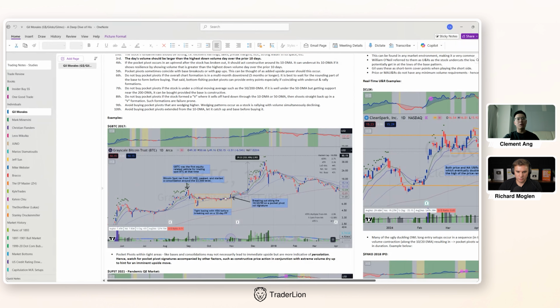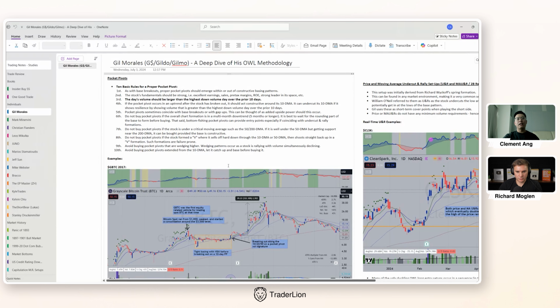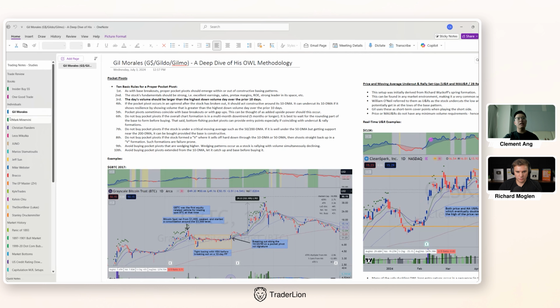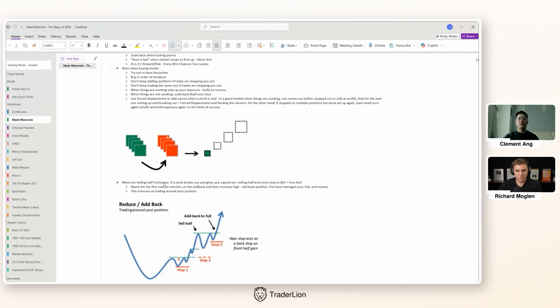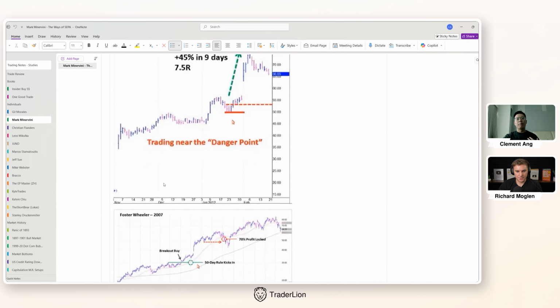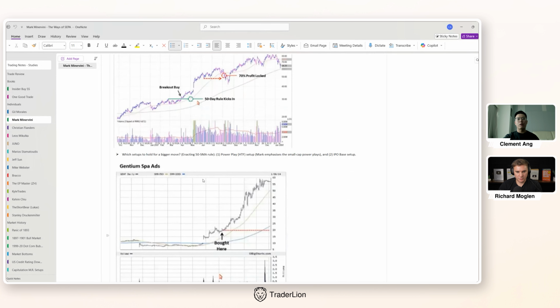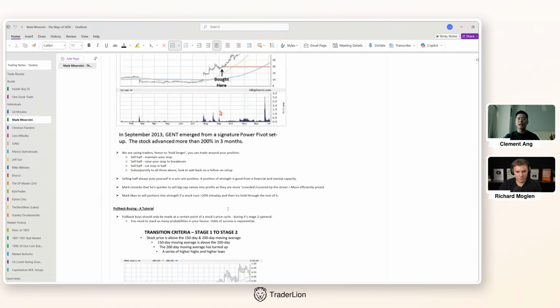So for example, with Gil Morales, pocket pivot volume signatures, volume dry ups, undercut and rallies. These are concepts that Victor Sperandeo has talked about in terms of his 2B setup. And then volume dry up also ties in very well with Mark Minervini's VCP. So you can start to study Mark Minervini, how he looks at charts, where would he buy, where would he sell, what is he thinking?